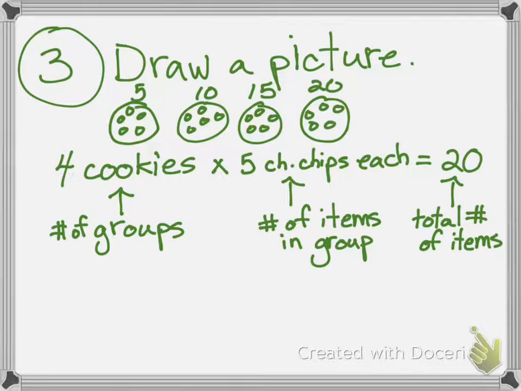Okay, so this number at the end here, does this mean how many cookies? Do we have 20 cookies or do we have 20 chocolate chips? Well, we have 20 chocolate chips. That's what we are counting. Okay, so the question might say, if you had 4 cookies and each cookie had 5 chocolate chips, how many chocolate chips would you have all together? Okay, pause the video until you have that all written out.